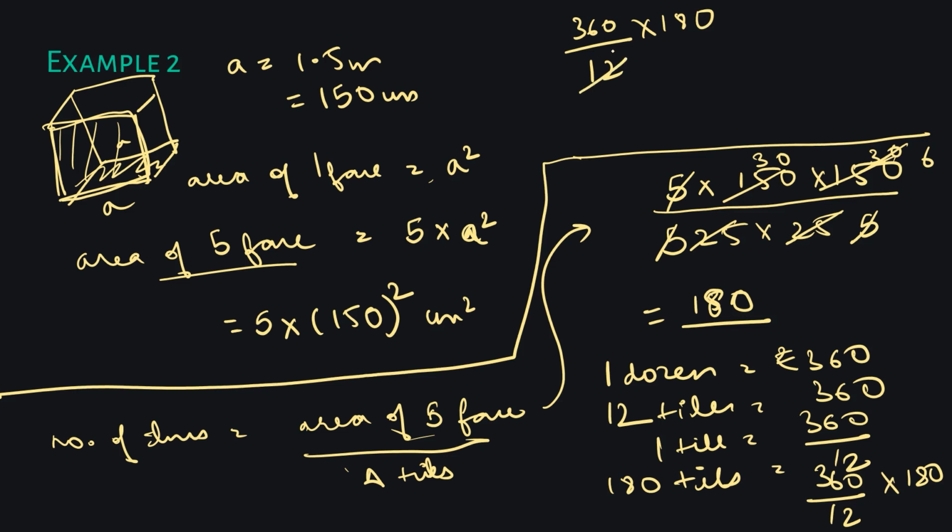So 360 divided by 12 into 180. I'll just cut 12, 30. Now 30 into 180, we'll get 5400 rupees. So he has spent 5400 rupees on just the tiles. So 5400 rupees are spent by Hamid on covering the water tank with tiles, and this is our final answer.